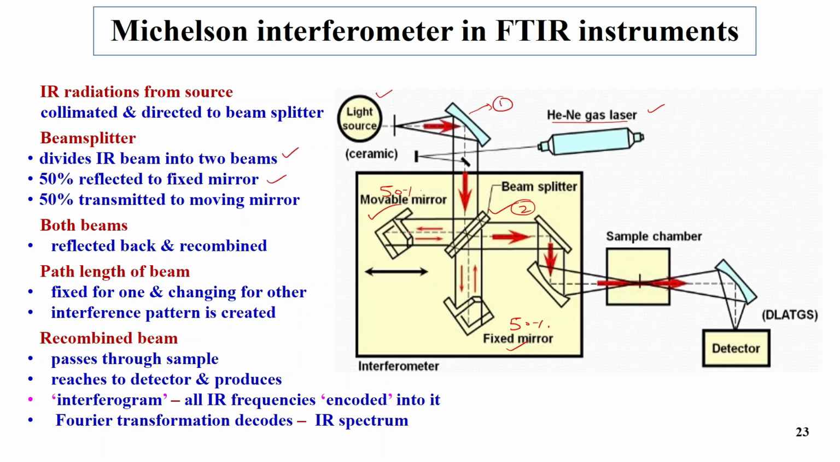Now both beams are reflected and recombine here, and a path difference is created. The path length of the beam to the fixed mirror is fixed. For the movable mirror, it is changing, and that is why an interference pattern will be created.